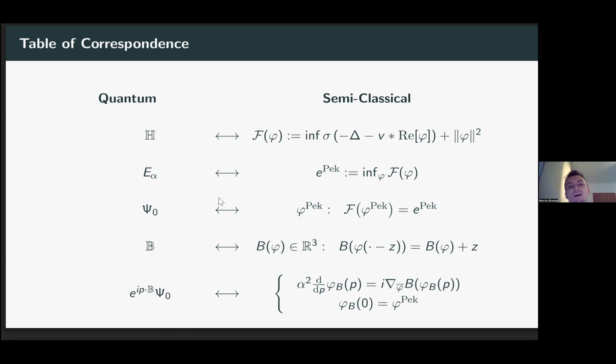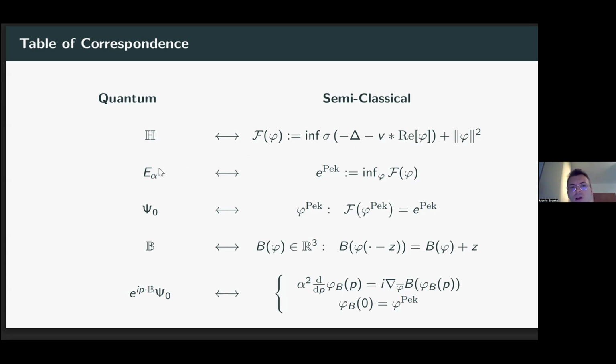Now, it is well established at this point, for example having a look at the paper from Lieb and Thomas, that this operator H corresponds on the semi-classical level to a functional F. F takes L2 functions phi as an input and assigns them a real number. What you do is you take the 2-norm of phi, and then you add the infimum of the spectrum of some Schrödinger operator, which depends on this function phi.